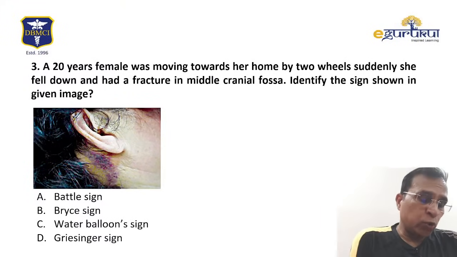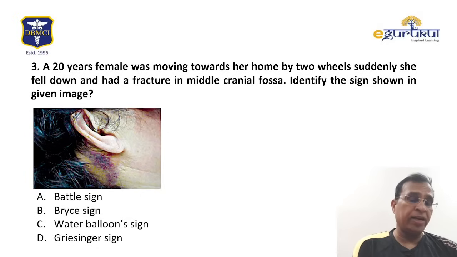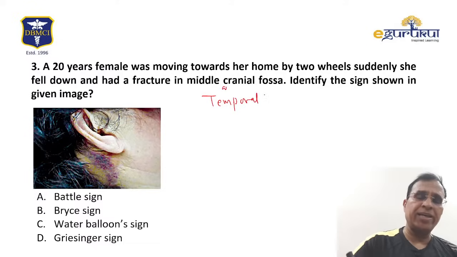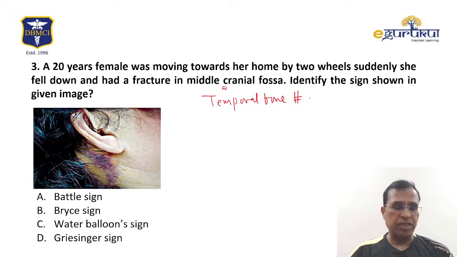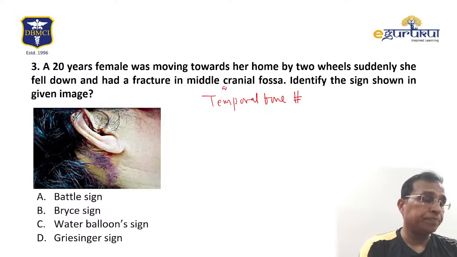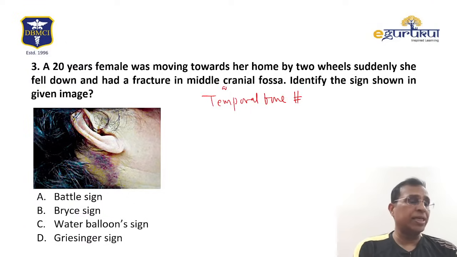Now, a 20-year-old female was moving towards her home on a two-wheeler. Suddenly she fell down and had a fracture in the middle cranial fossa. So it's a middle cranial fossa or temporal bone fracture. Middle cranial fossa is mainly comprised of temporal bone. Mainly, not always, not entirely, mainly. So identify the sign that is seen. You can see the blue skin on the mastoid area. Battle sign, Bayer sign, water balloon sign, Gray Turner sign. So what is the answer?